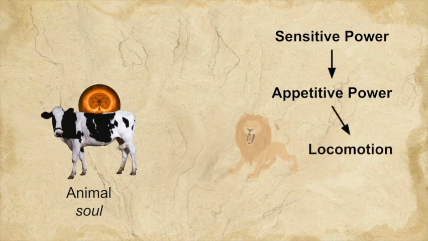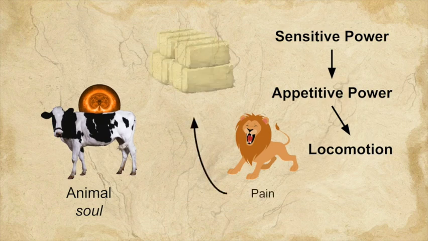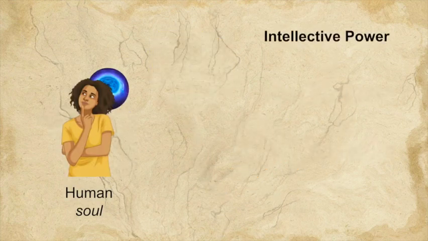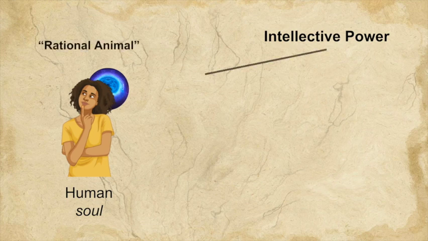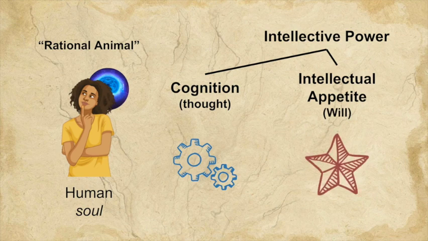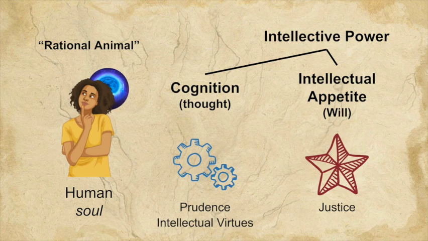Appetite next gives rise to locomotion, the ability to move oneself away from pain and towards pleasure. It's present in some animals, but not all, so it represents a third mode of life, but still within the second kind of soul. Last and fifth comes the intellective power, or reason, that separates humans from animals. That's why we're called the rational animal. Intellect is divided into cognitive power, or thought, and intellectual appetite, or willing. These are the locations of the cardinal virtues of prudence and justice, as well as the intellectual virtues.